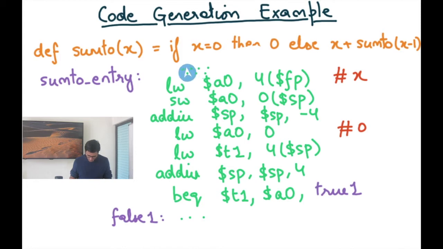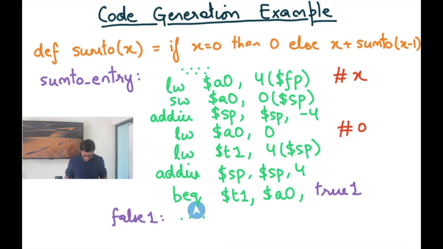So I omit some of the initial code for setting up the activation record. The code for loading x, pushing x, loading 0. Then I'm going to compare x and 0. So for that I load 0. I load x into T1. I pop off the stack because I had pushed into the stack. Recall this is because of our invariant that the stack should remain unchanged.